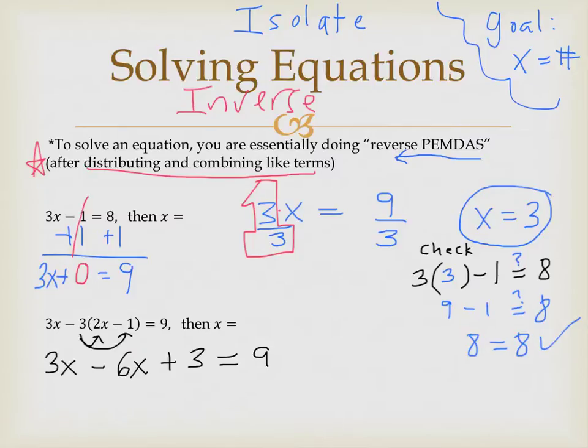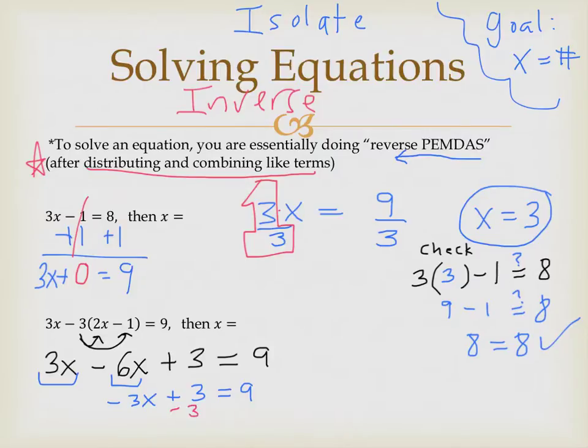So now we have distributed. Now we better combine like terms. 3x minus 6x, that's negative 3x. And then I'll just rewrite everything else I have. Now, this problem looks a lot like this original problem up here. We have distributed, we've combined like terms, we've neatened things up. Now, we'll do reverse PEMDAS.